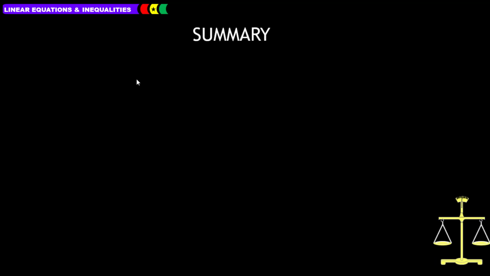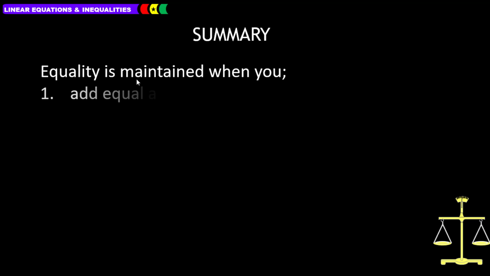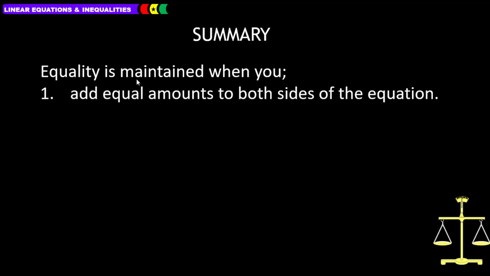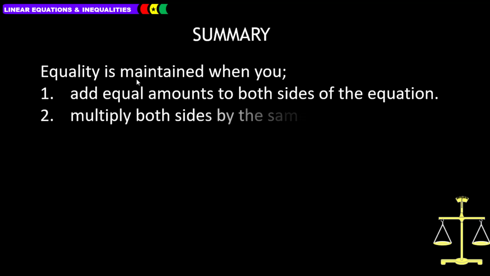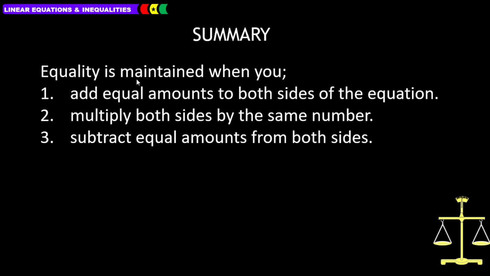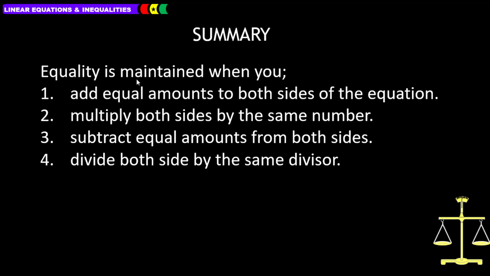Now let's look at the summary. Equality is maintained when you, 1. Add equal amounts to both sides of the equation. 2. Multiply both sides by the same number. 3. Subtract equal amounts from both sides. 4. Divide both sides by the same divisor. With these principles in mind, when we start solving equations, always try to remember that this concept can equally be drawn from the use of the ancient weighing balance of Egypt.